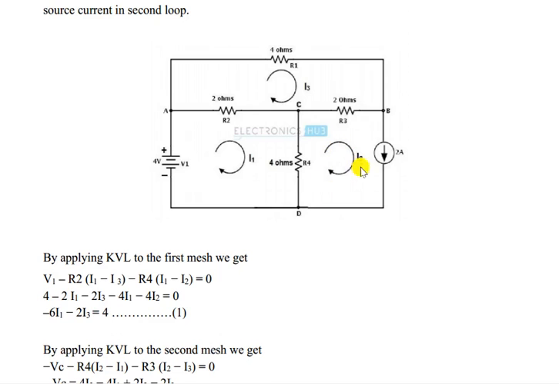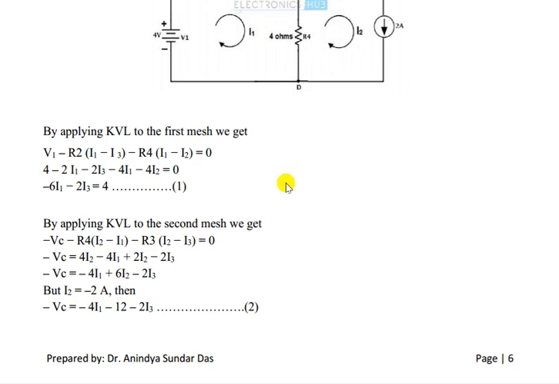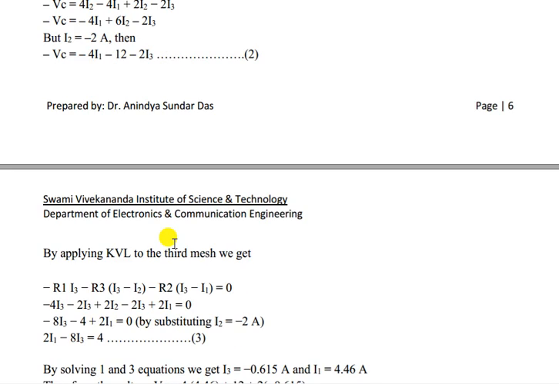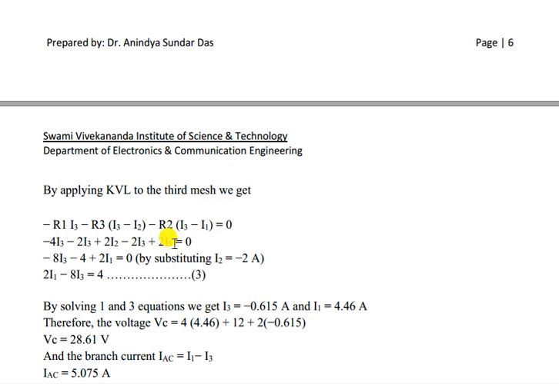And here what is the value of I2? Now we are taking I2 as nothing but minus 2 ampere. So if you put this value of I2 here, you will get the Vc equation with respect to I1, I3.